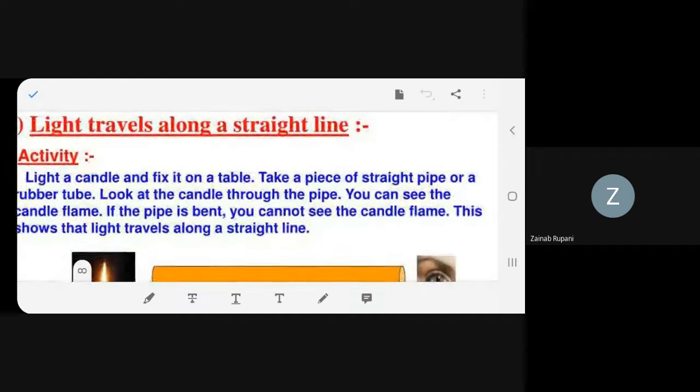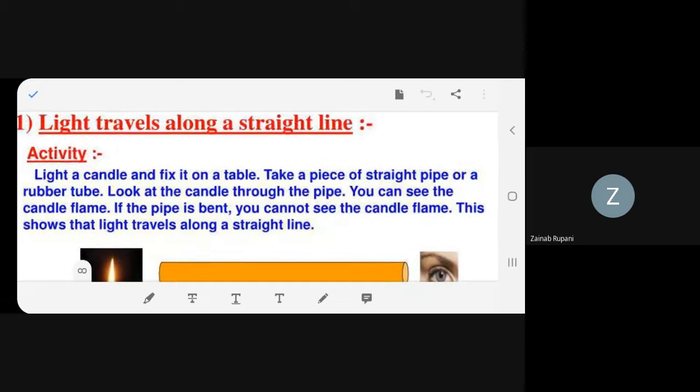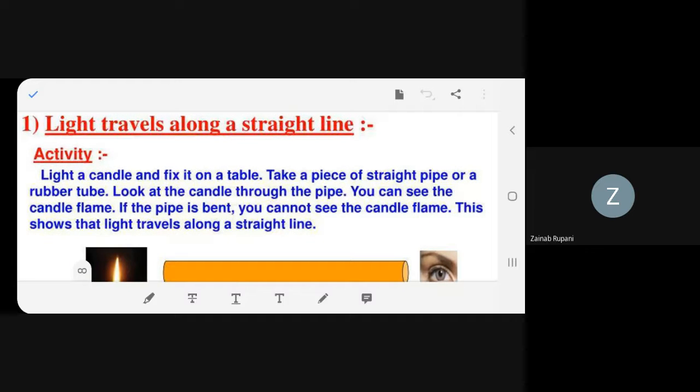One activity I just showed you, but it will be easy for you to understand now. One activity is showing that light travels along a straight line. Activity: light a candle. Fix it on a table. Take a piece of straight pipe or a rubber tube. Look at the candle through the pipe. You can see the candle flame. If the pipe is bent, you cannot see the candle flame. This shows that light travels along a straight line.